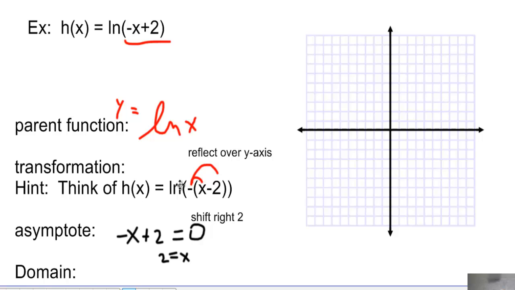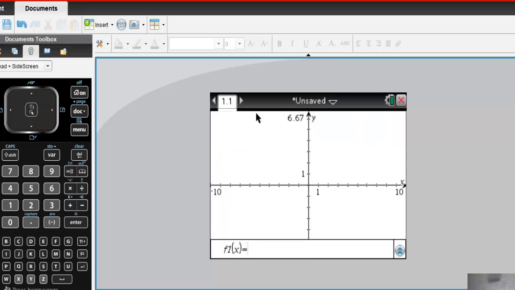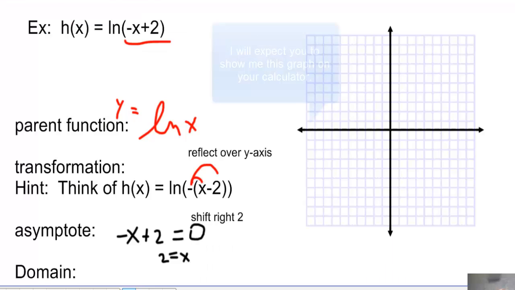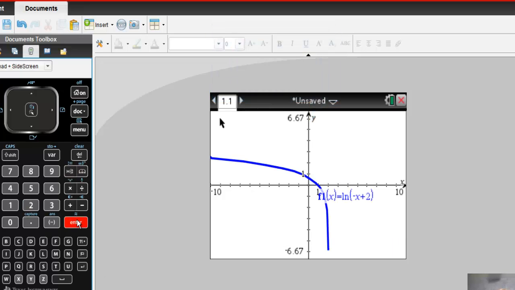All right, so let's get an idea of what this graph looks like by going to the calculator. If we go to the calculator, we want a graphs page, and we want ln, which we can get with control e to the x gives us ln, and the graph was negative, parentheses, negative x plus 2. So I want negative x plus 2, and there's our graph. So we can see that it has been reflected over the y-axis and then shifted 2 units to the right.